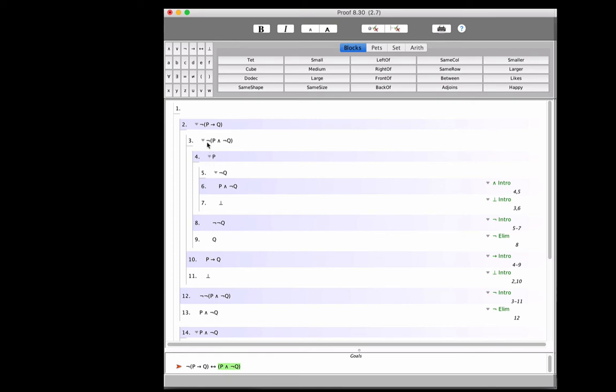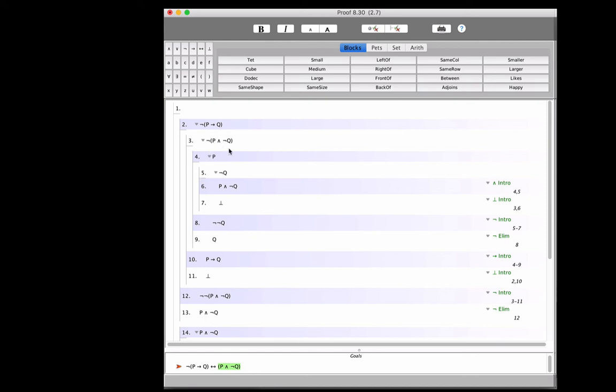Up here at line 2, we've assumed the left side of our biconditional. It's not the case that if P then Q. Now, from that assumption, we need to derive the sentence P and not Q. Well, one way to go about that is working backwards. Assume that your conclusion, P and not Q, is false.